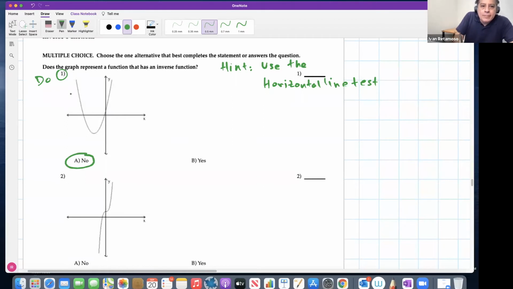No, right? Because notice, if you draw horizontal lines, look, 2 points of intersection, right? You may say, Professor, but what if you draw a horizontal line right there at the vertex? Yes, in particular, you may find some horizontal lines that will hit the graph once, but in general, the rule says if they hit the graph more than once, then no.